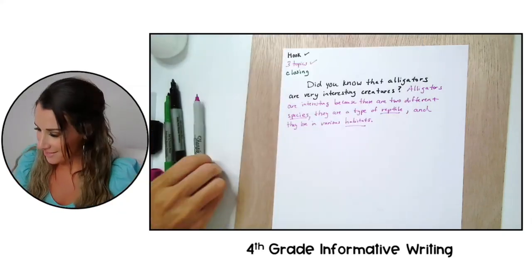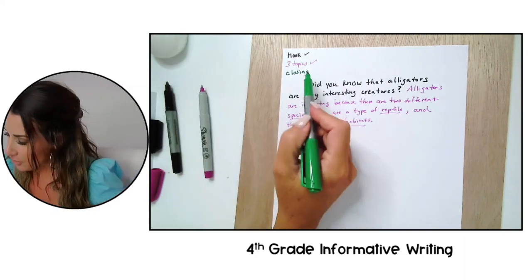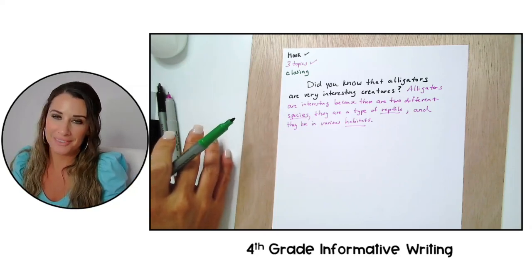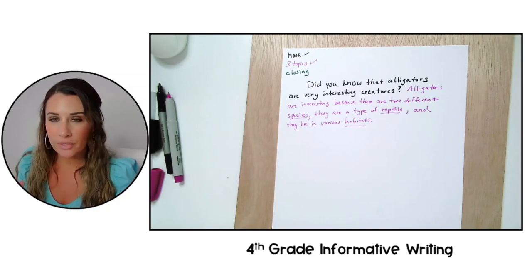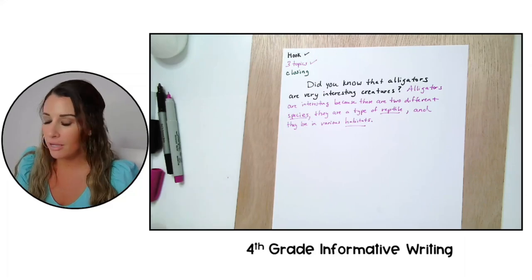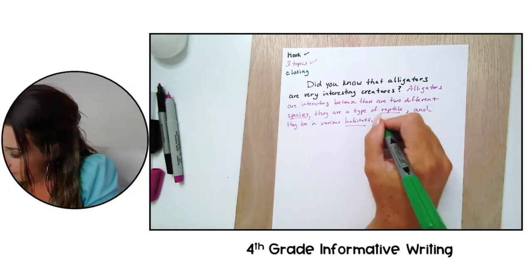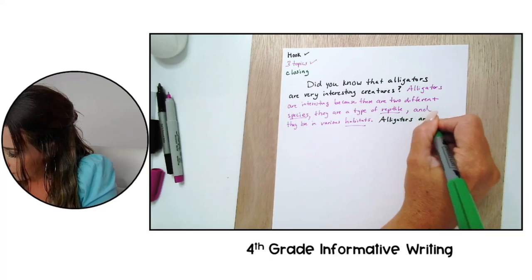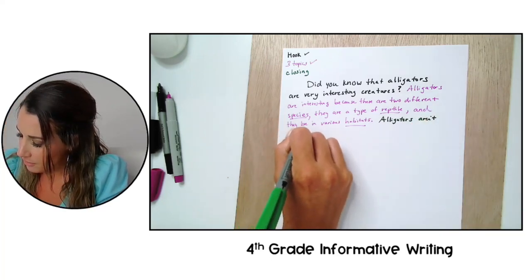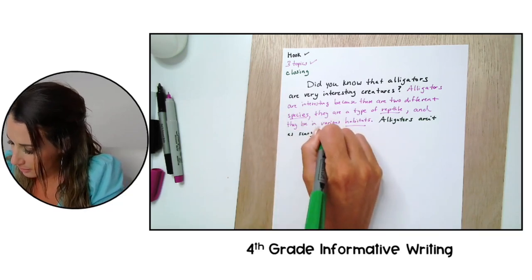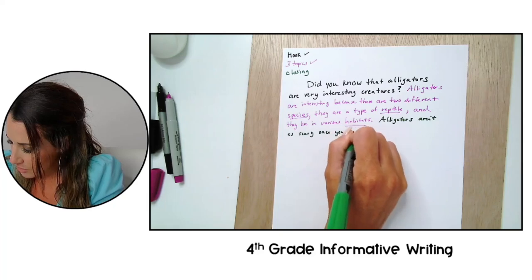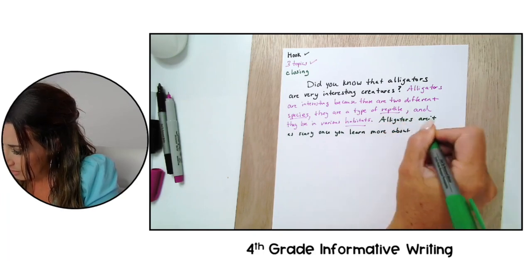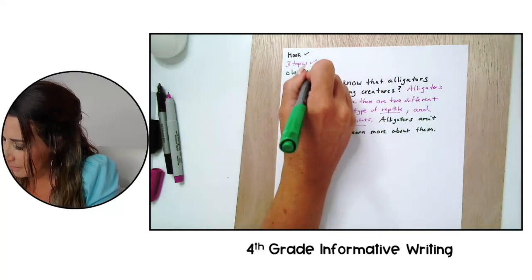Okay, and the last sentence, I'm going to use my green marker, is the closing sentence. In the closing sentence, I like to explain this as just say something nice about your topic. Okay, it's very general. It just closes out the paragraph. It can just be a simple statement about it. But for this one, I'm going to put alligators aren't as scary once you learn more about them. And that's my closing.